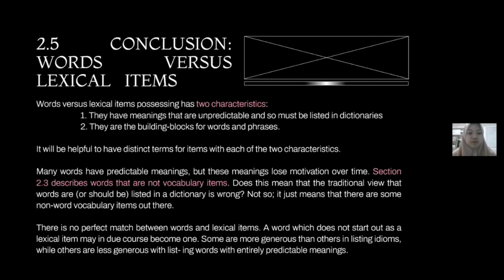Many words have predictable meanings, but these meanings lose motivation over time. Section 2.3 describes words that are not vocabulary items. Does this mean that the traditional view that words are or should be listed in a dictionary is wrong? Not so. It just means that there are some non-word vocabulary items out there. There is no perfect match between words and lexical items.